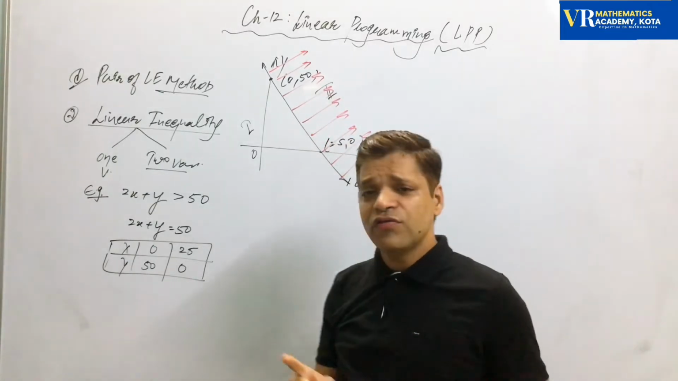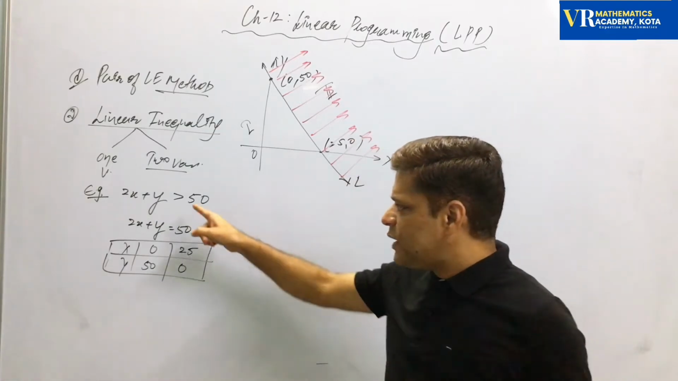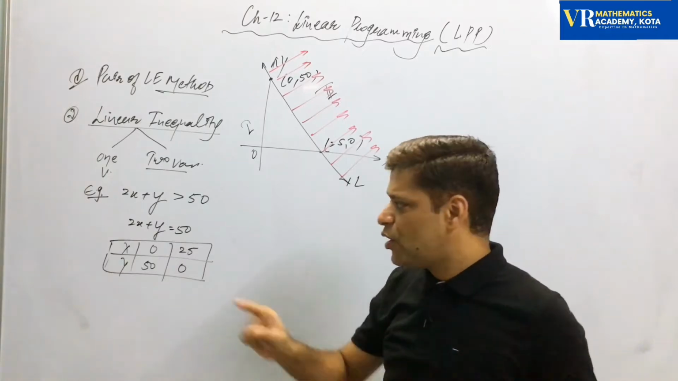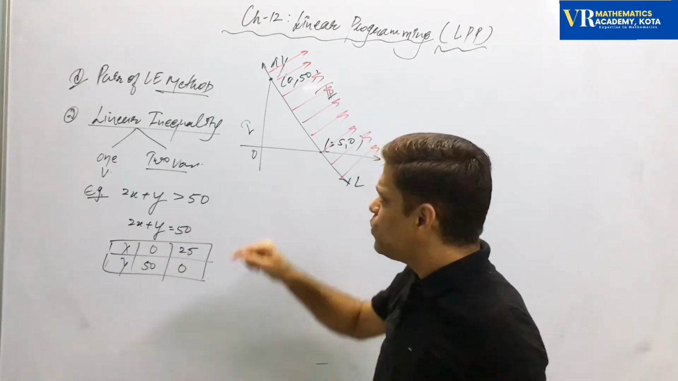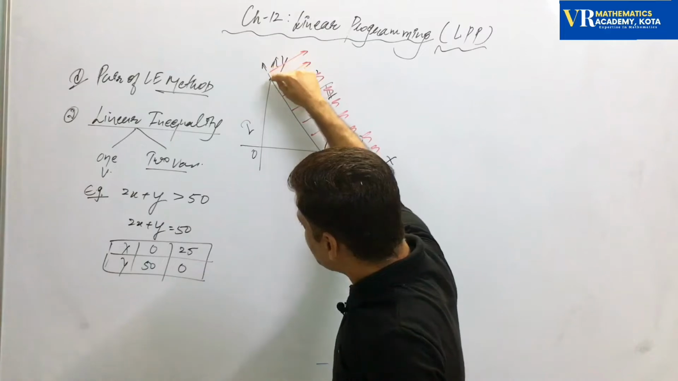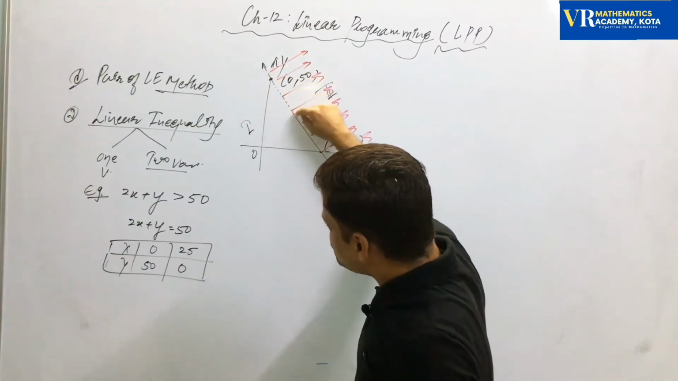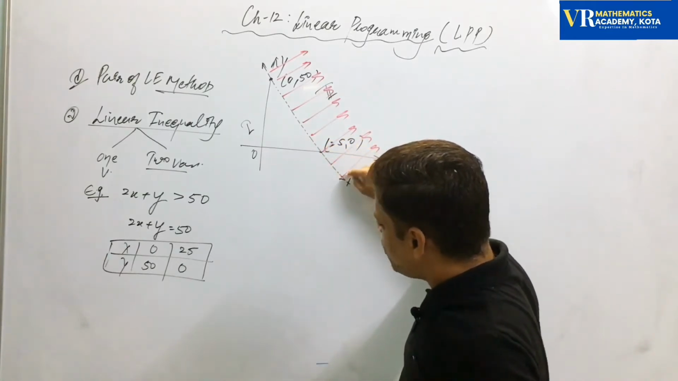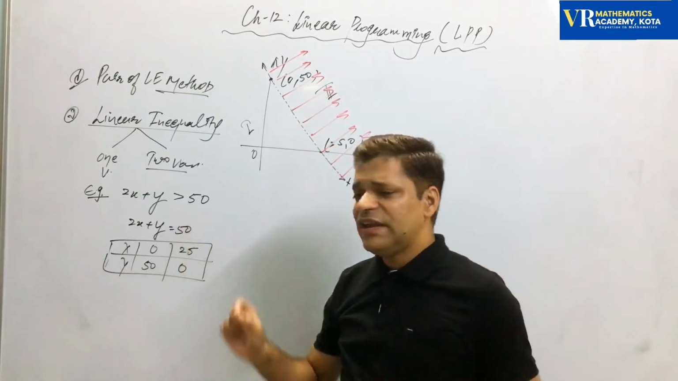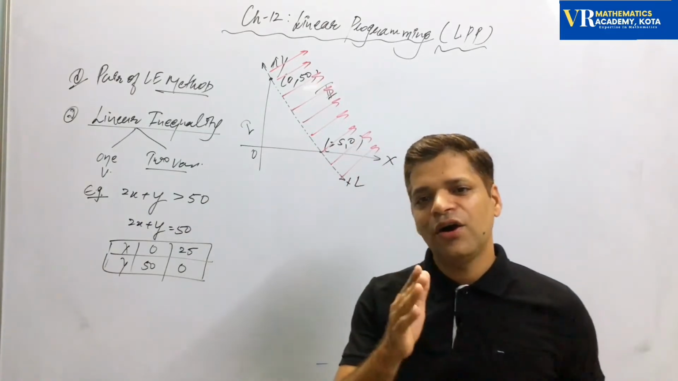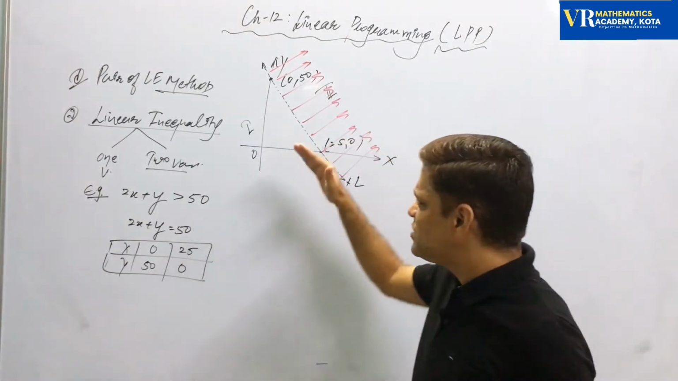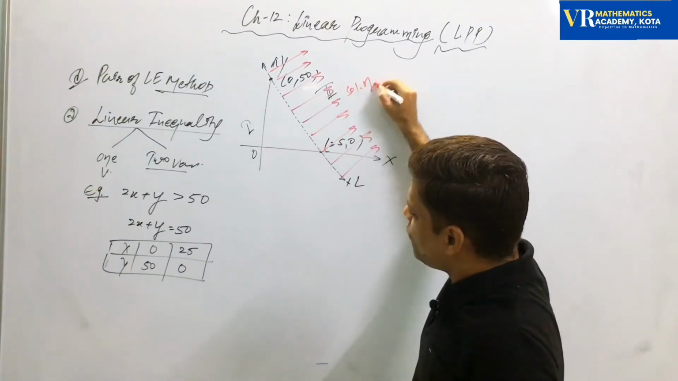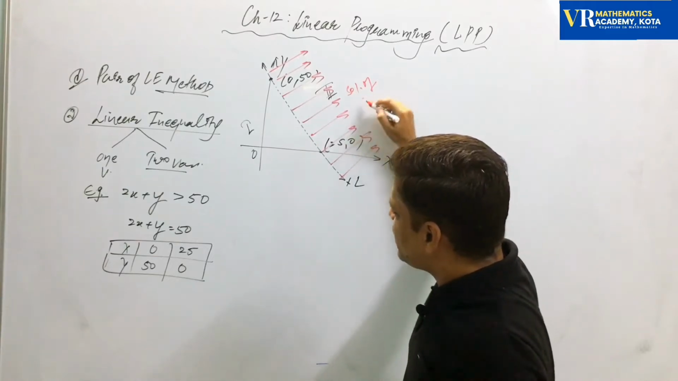Also, one most important point: here we are given only a pure inequality, not greater than or equal to. So we will draw this line dotted, because the solution of this linear inequality does not lie on the line. This region, away from the origin, is called the solution of this linear inequality.